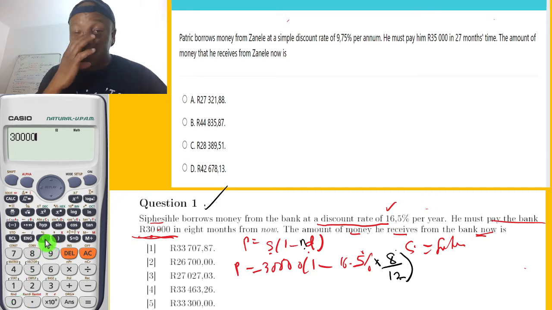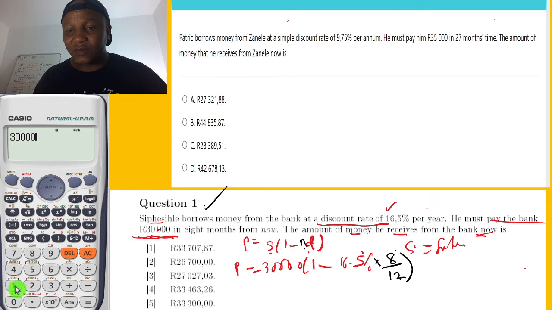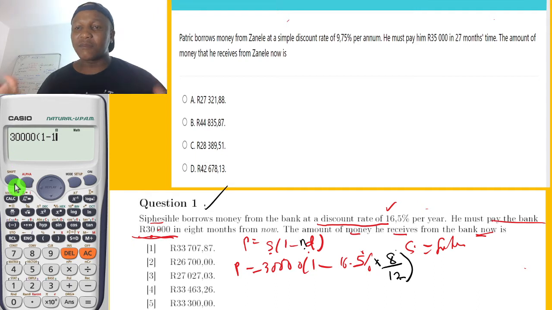And then we open the bracket, and they say 1, 1. So the formula must have an N there, right? I forgot N. N is the time. N represents the time. So 1, and then we say 16.5.